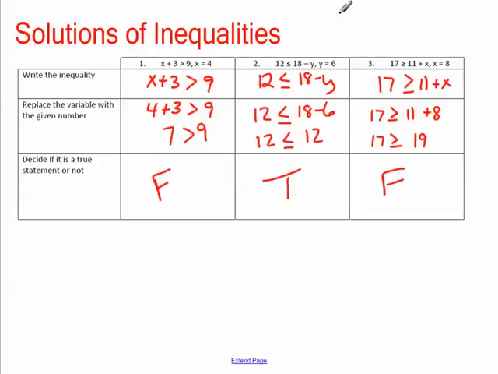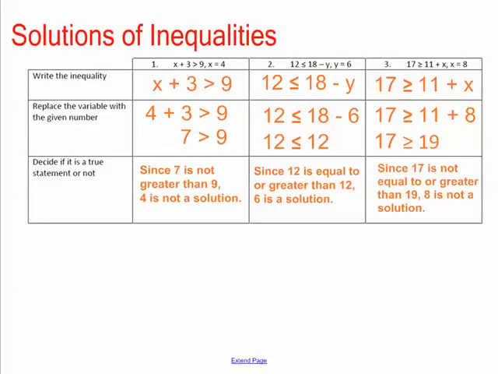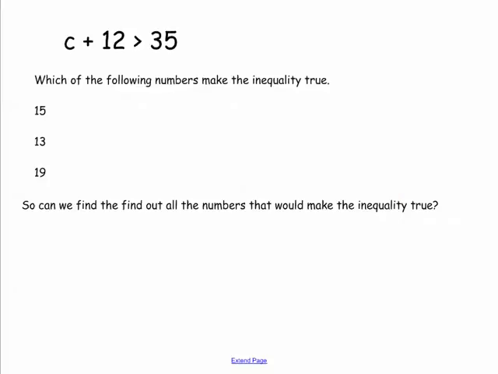All right, go ahead and check your answers. So you're going to look for your final one here. 12 is greater than or equal to 12, so that's true. And 17 is greater than or equal to 19. That is false. Okay? So basically, you're just plugging in the number I give you into the inequality to see if it makes it true. There it is, all neat. Not like my writing. All right, so let's move on.